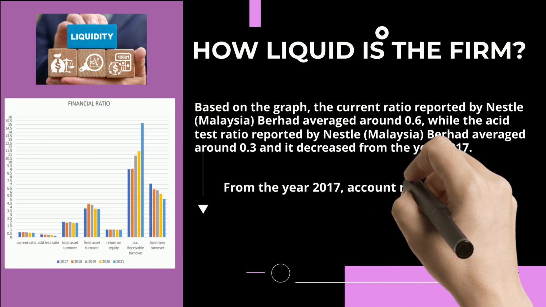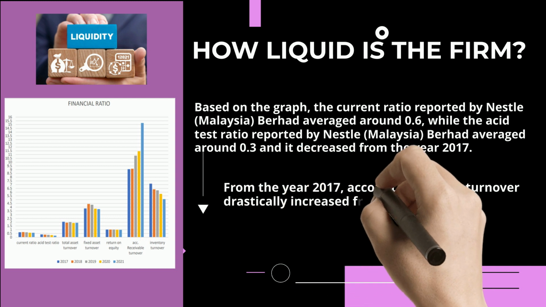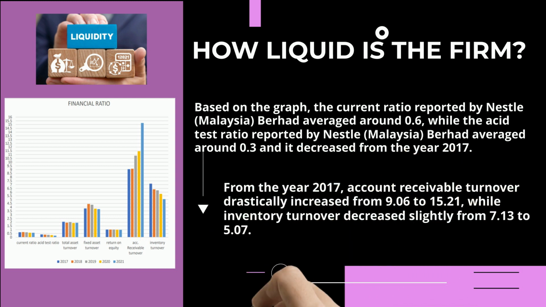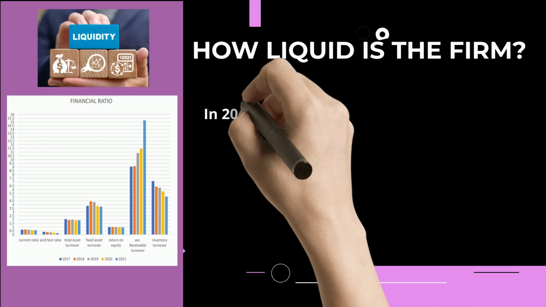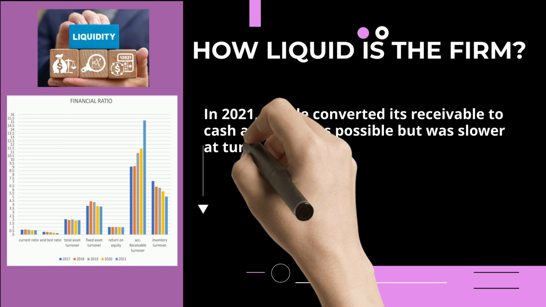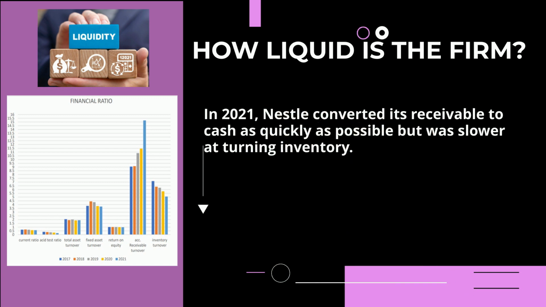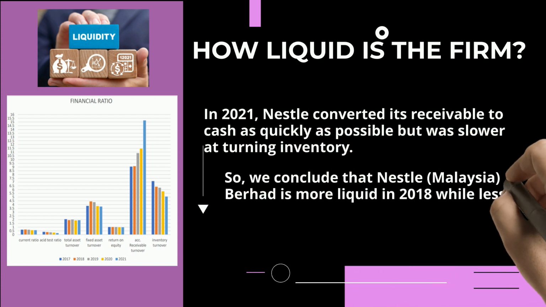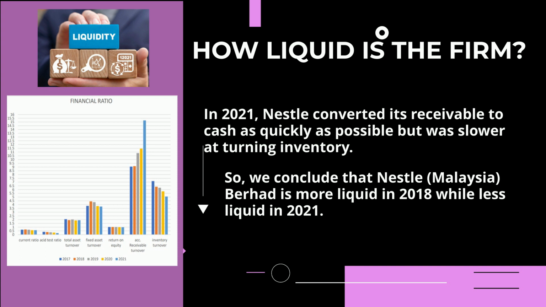From the year 2017, accounts receivable turnover drastically increased from 9.06 to 15.21, while inventory turnover decreased slightly from 7.13 to 5.7. In 2021, Nestle converted its receivables to cash as quickly as possible, but was slower at turning inventory. So we can conclude that Nestle Malaysia Berhad is more liquid in 2018 while less liquid in 2021.